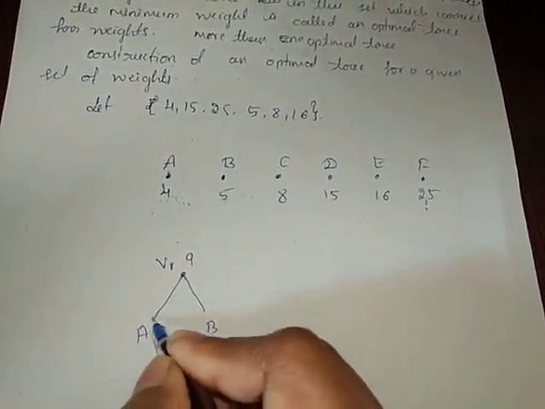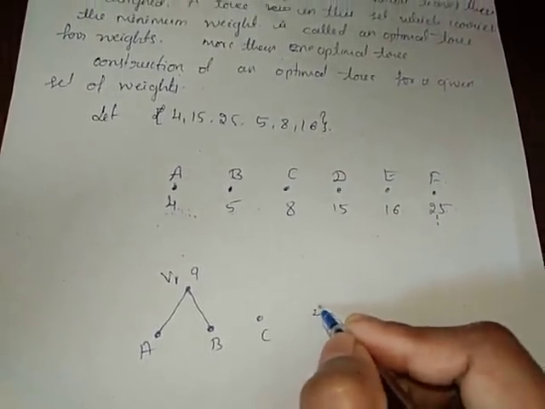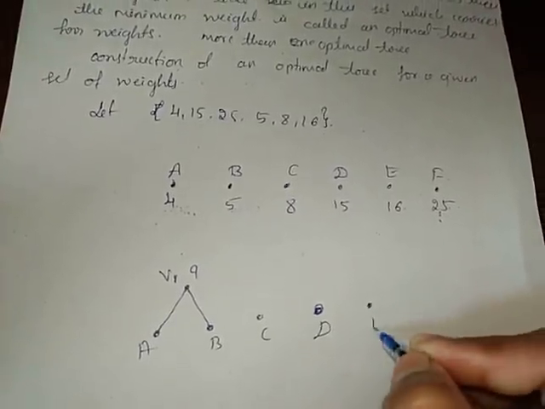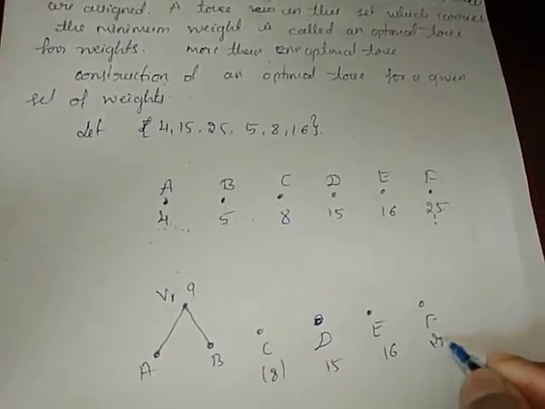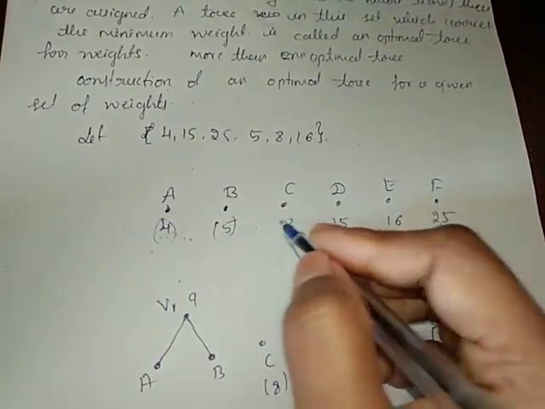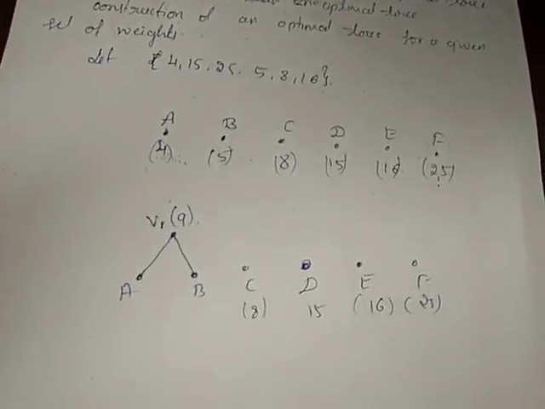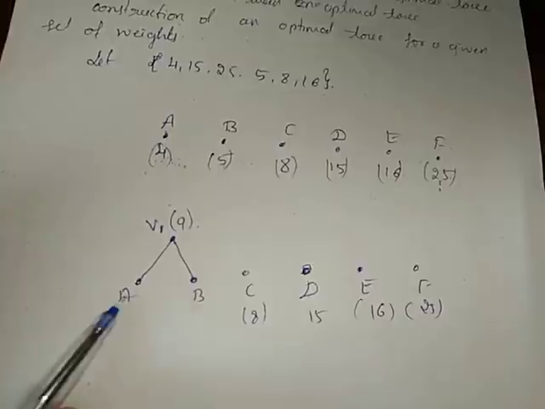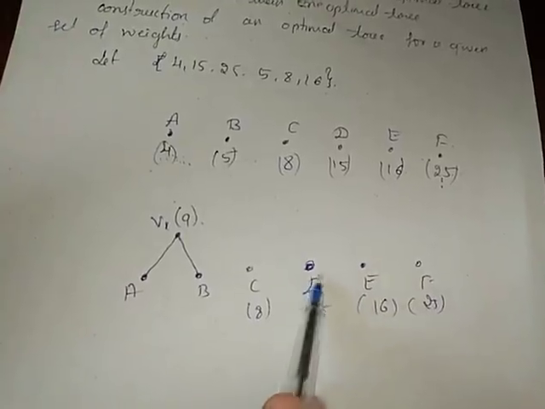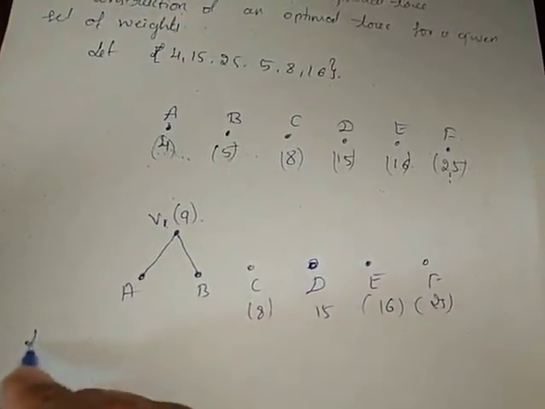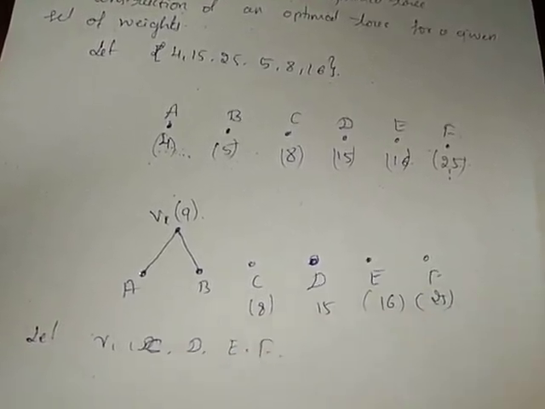A and B are the children, and the remaining vertices C, D, E, F we keep as they are. Now the vertex V1 has weight 9. Now we leave out A and B, and we consider only V1, C, D, E and F.